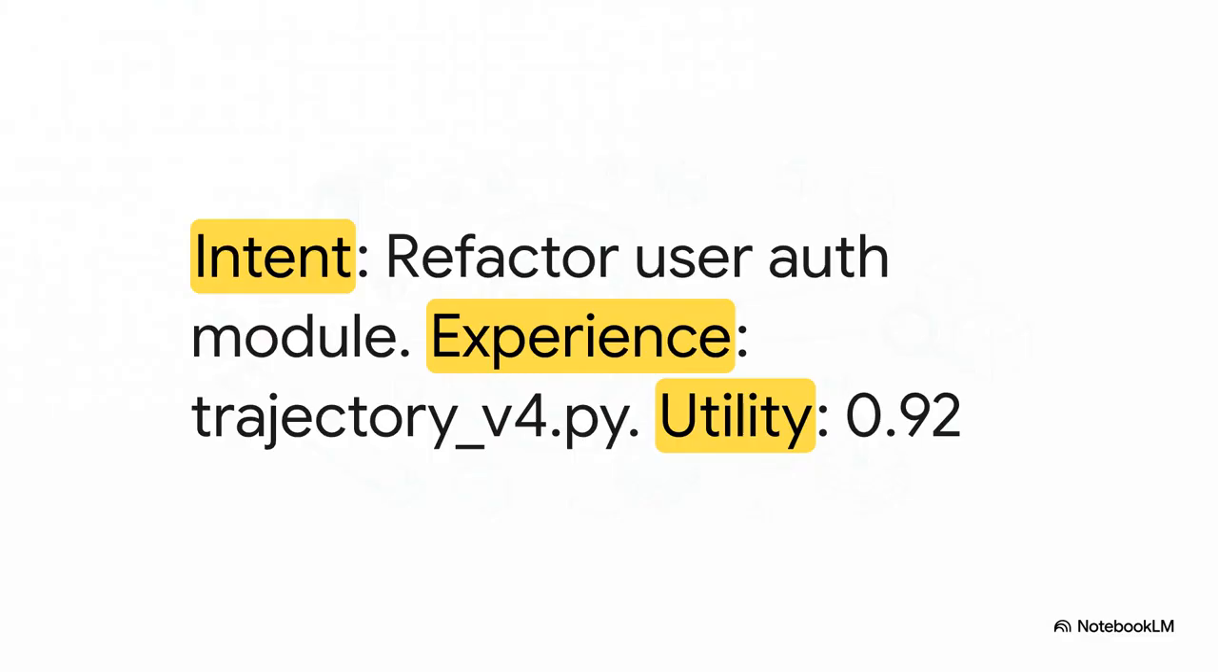And here's what one of those triplets might actually look like. It's basically just a JSON object. The intent is a string, refactor user off module. The experience could be anything, a pointer to a script, a specific code trajectory, maybe even a git commit hash. And then there's the utility, the Q value.